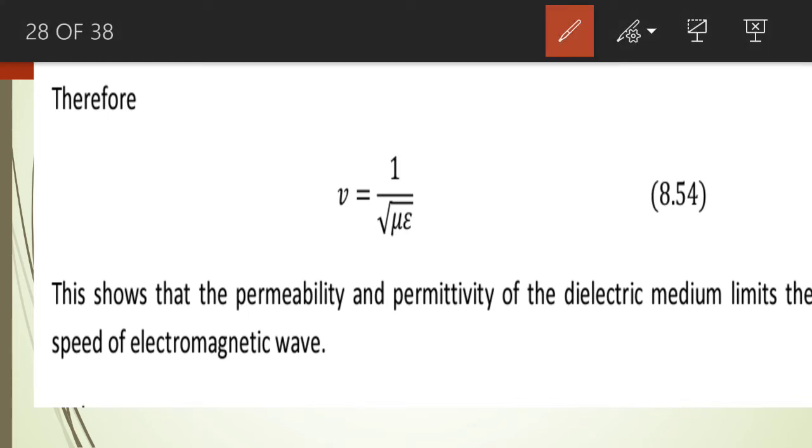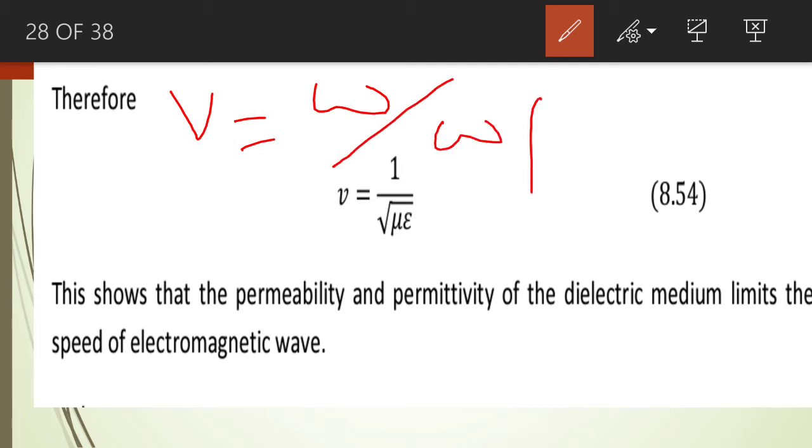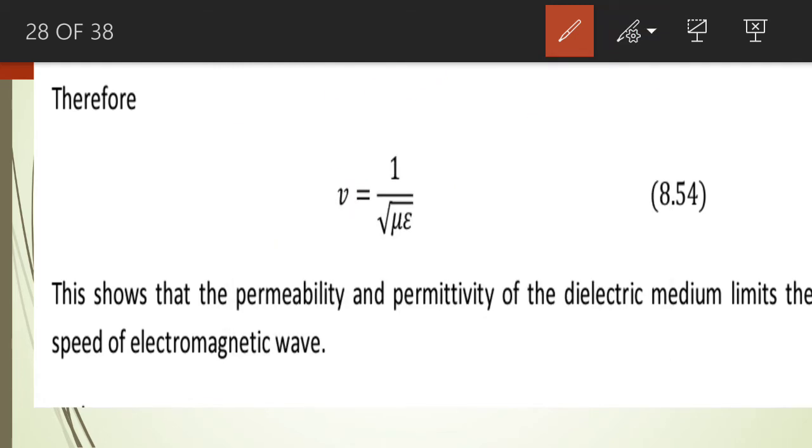So the speed of the wave will be equal to omega divided by omega under root mu epsilon. If we simplify this equation, we get the speed of the wave in terms of the permeability of the medium and the permittivity of the medium. So the speed of the wave in any medium will be equal to 1 over under root mu epsilon.